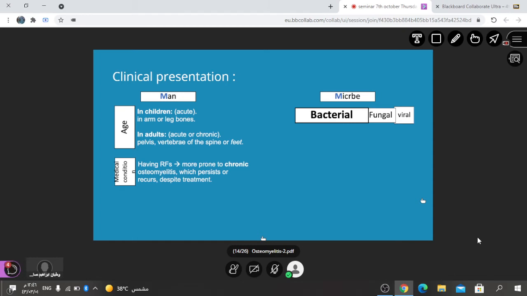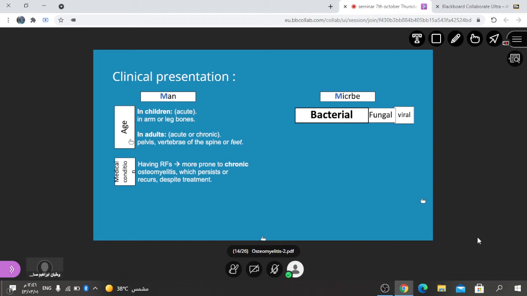Starting with the clinical presentation, but first we must ask ourselves what are the factors or contributing factors for the severity of the disease. Well, after reading, there are mostly two factors, which are the M and the M, double M. The first factor is called the man, or the host, which depends on the age of the host and medical condition.